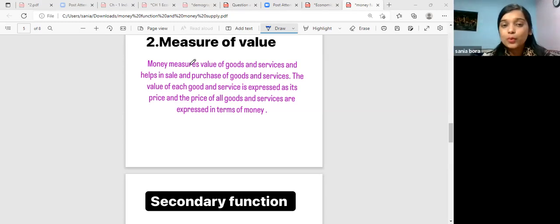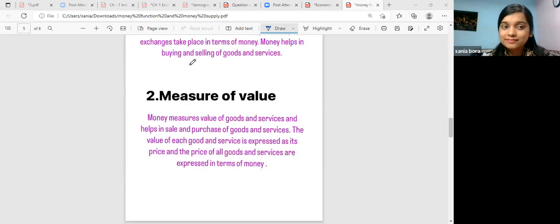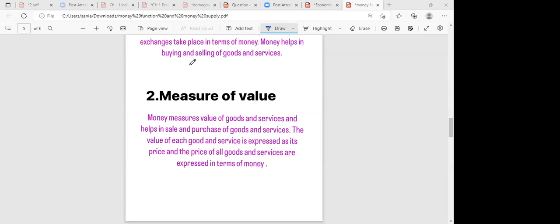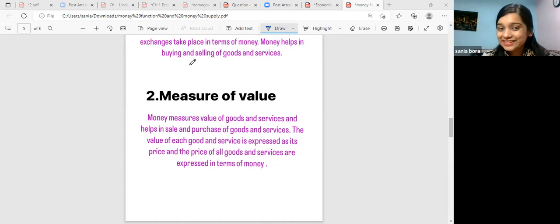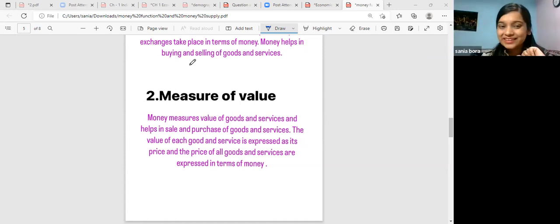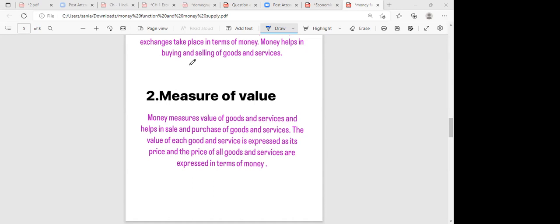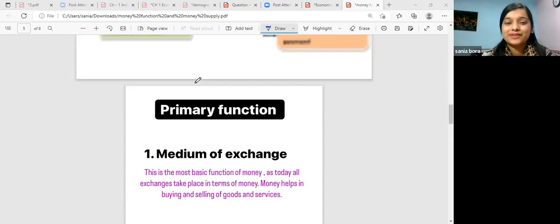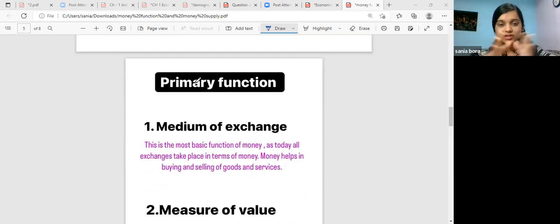Very good. Okay, now what are the functions of money? Money is anything which is commonly used and generally accepted as a medium of exchange. Ma'am, there are two functions of money, primary function and secondary function. In primary, there is measure of value and medium of exchange, and in secondary function it is store of value and standard of deferred payment. Yes, very good. So basically now you know the primary function and the secondary function, but now we'll be doing this in detail.